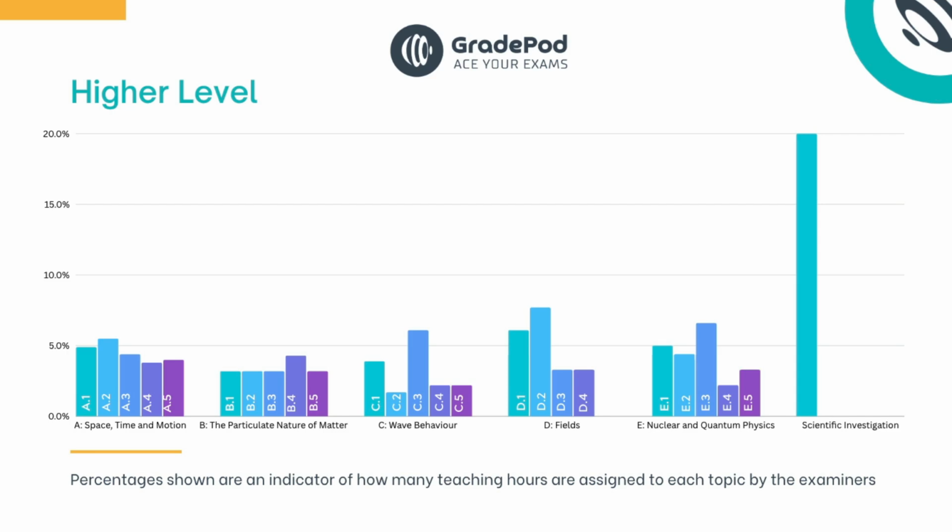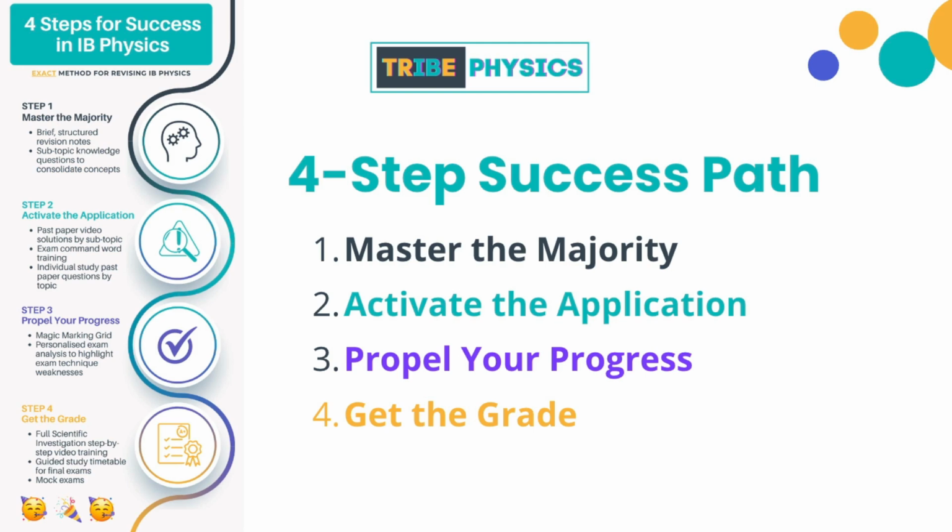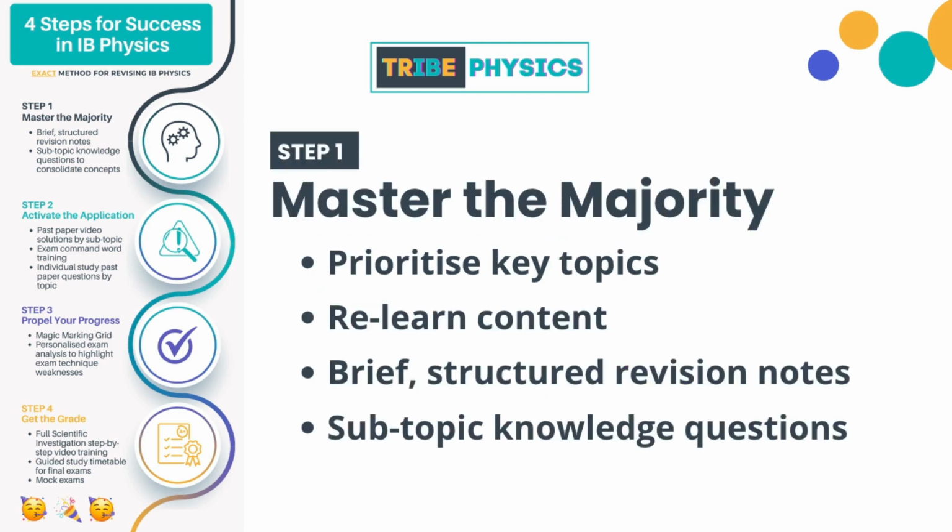So my question to you is, once you know which topics you should prioritise, how are you going to study them to make sure that you are studying strategically and that you are getting that 80% result for 20% of the topics? Okay, well, here's how I would do it, and here's how my students inside Tribe Physics do it. They use a 4-step success path. Step 1 is master the majority. For the purposes of this presentation, I'm going to use the topic A1 kinematics.